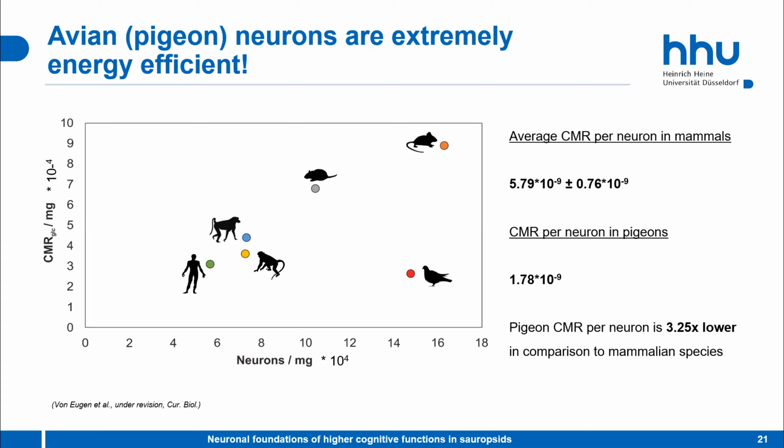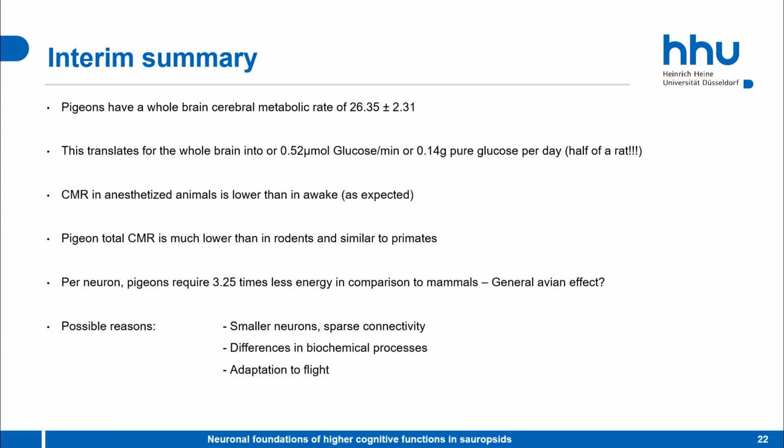Currently, we do not have a final explanation why this is the case. That could be adaptations towards flight. That could have something to do with the size of the neurons of pigeons and other birds, which are in general smaller. It could have something to do with connectivity. But this is all speculation. What I can tell you is that the energy consumption of the pigeon brain is much lower than that of mammalian species. And this is basically in a nutshell what I just told you, so I don't have to repeat that.